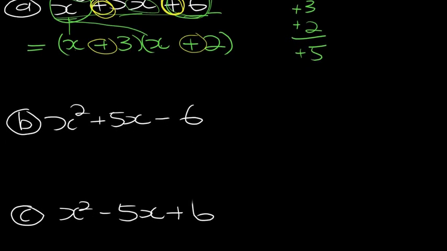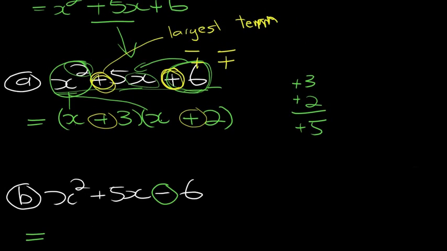Okay, let's look at this next example. Here you'll see that the sign is a negative. In the previous one we had a positive sign for the third term, and if you have a negative, the signs will differ. So it will be a negative positive or a positive negative, doesn't matter.